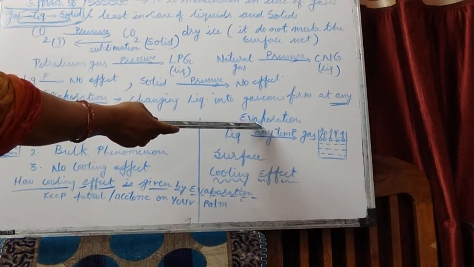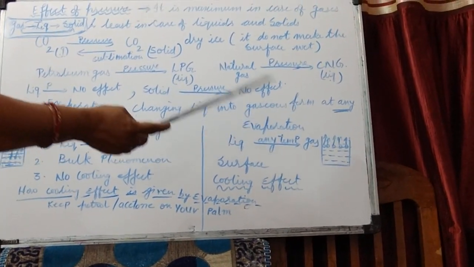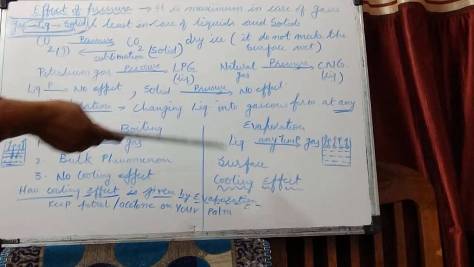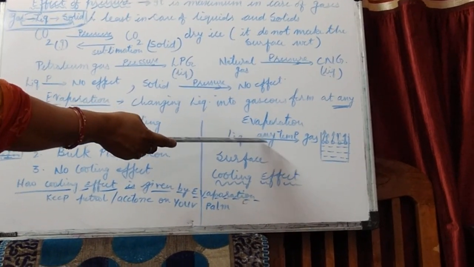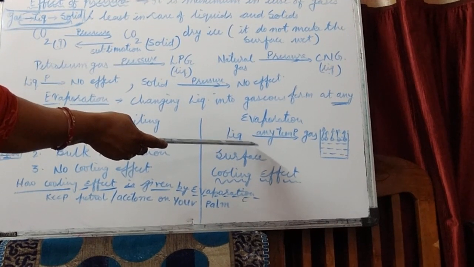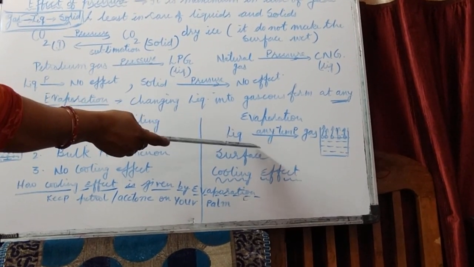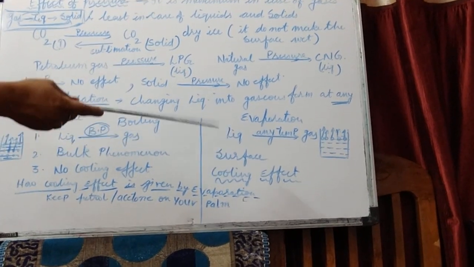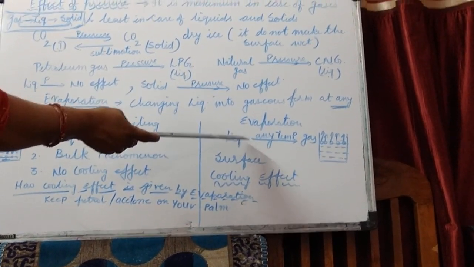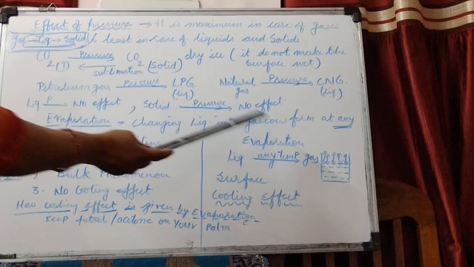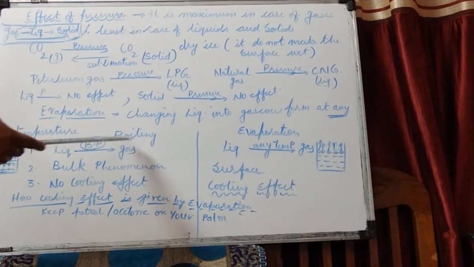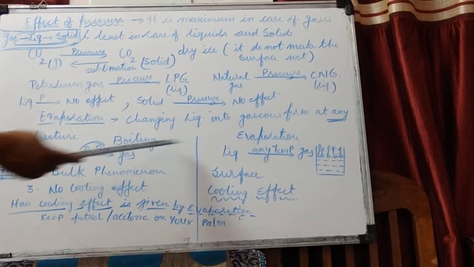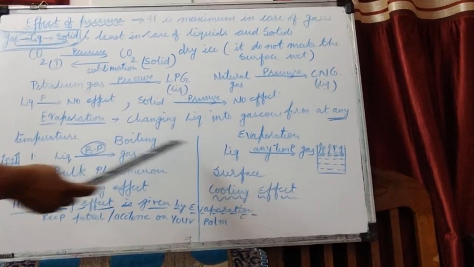That is called evaporation. At any temperature, 25 degrees Celsius, 30, 40, 50, 60, any temperature, evaporation can take place. Room temperature is 25 to 27. So at that temperature also evaporation is taking place. And due to evaporation only we are getting rain. You know that also, no? So this is the difference between boiling and evaporation. Particular temperature, and here any temperature.